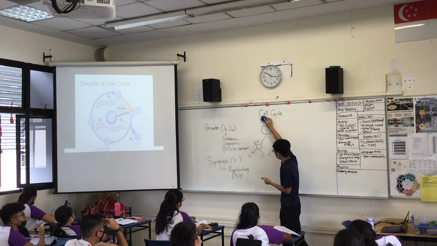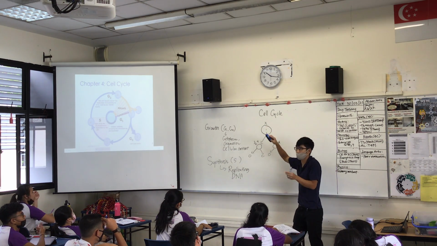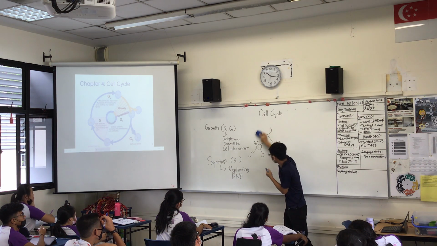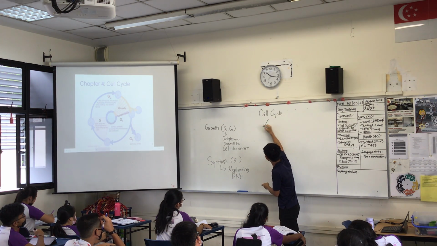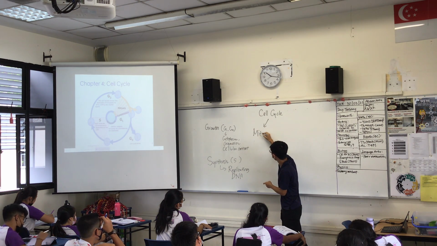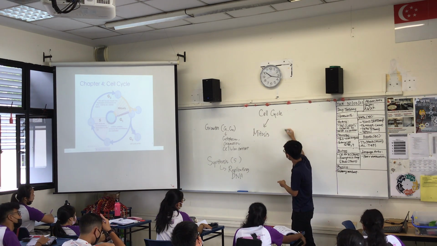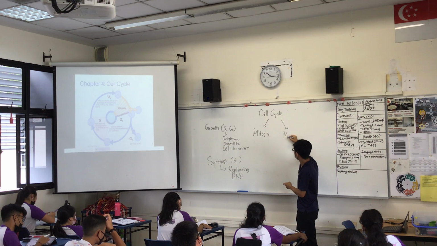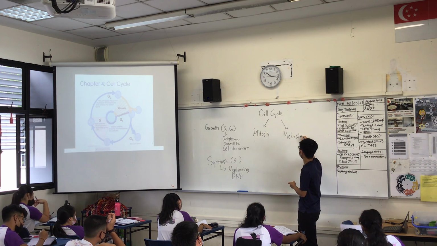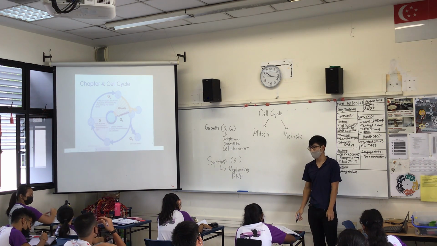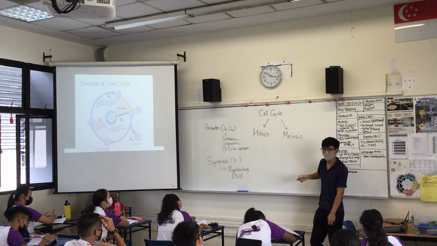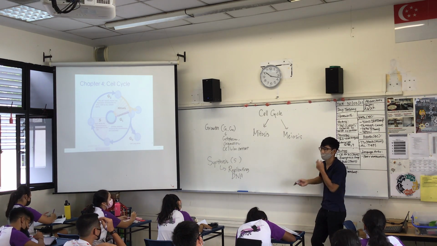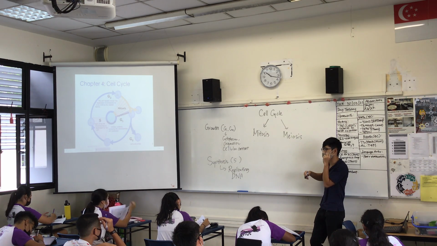In this chapter, we're going to introduce to you two forms of cell division. The first form is called mitosis. The second form is called meiosis. Mitosis and meiosis, the two kinds of cell division.